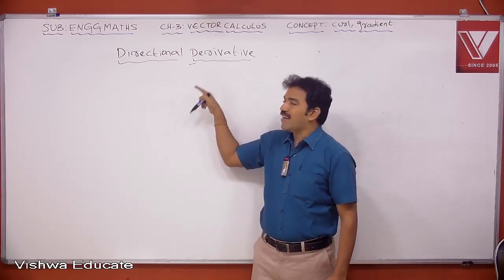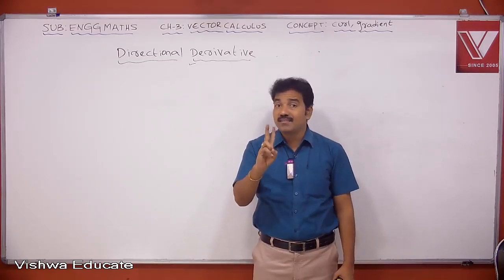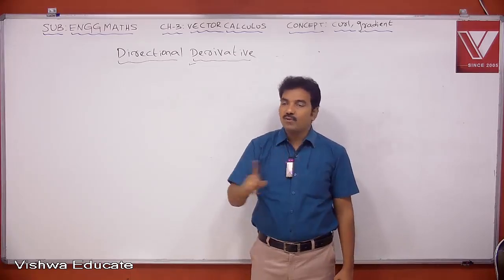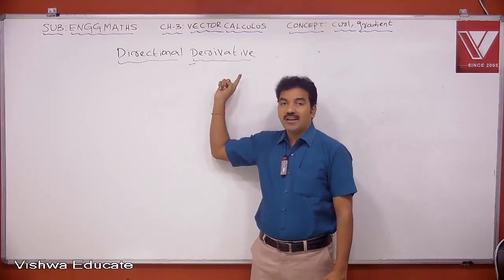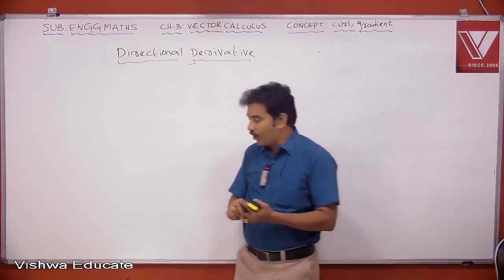Therefore, if you want to measure a directional derivative, I need at least two quantities: a vector and a scalar. Using the vector, you can measure its direction. Using the scalar, you can find its gradient by using derivatives. Okay? Now let us see.